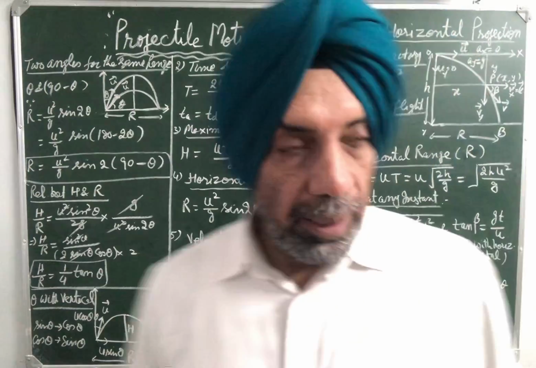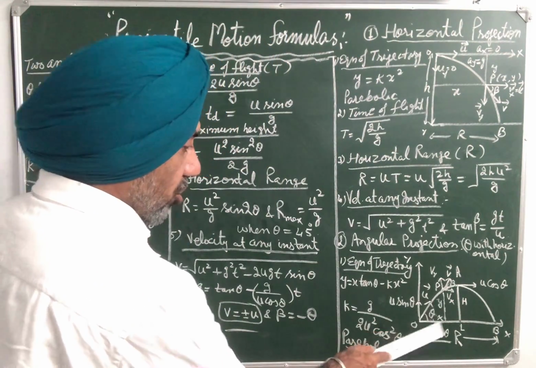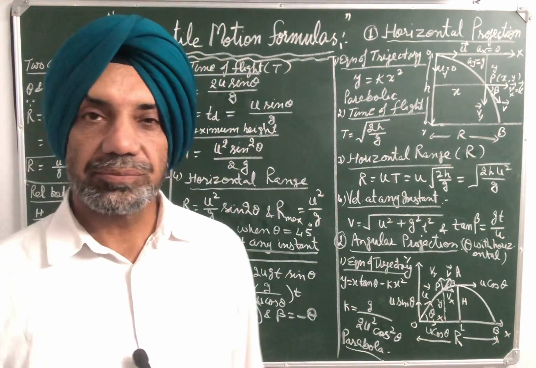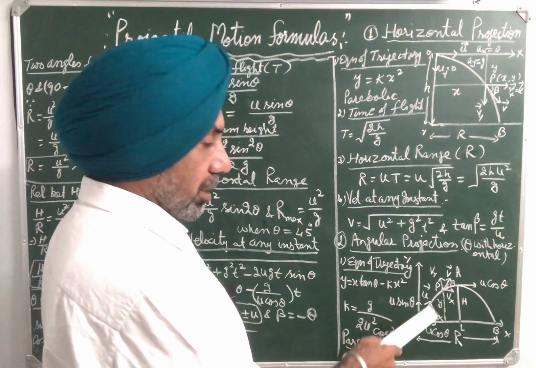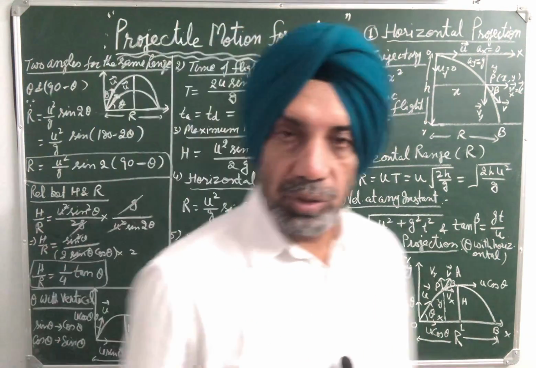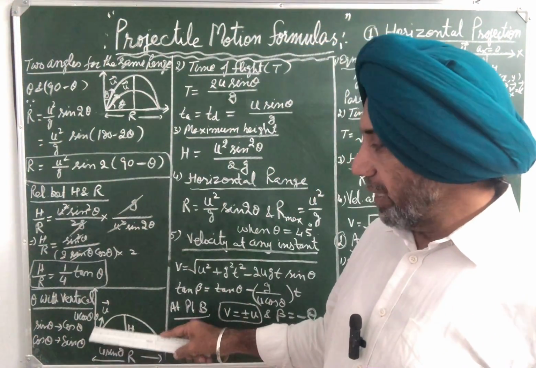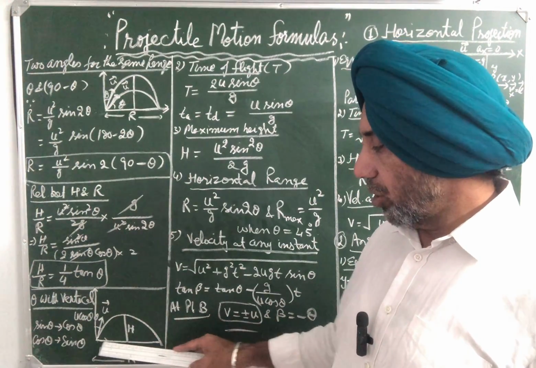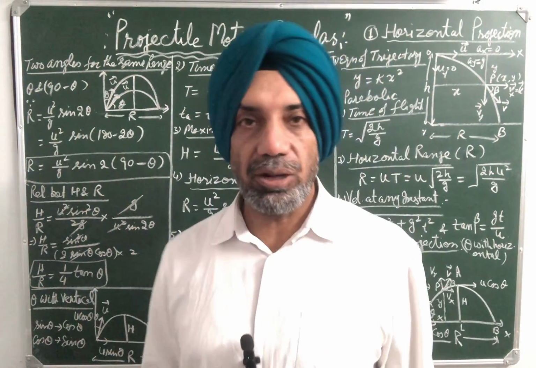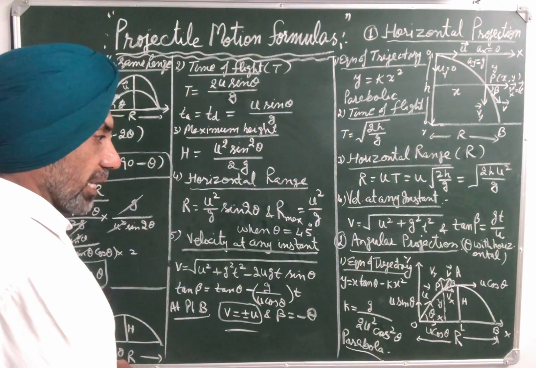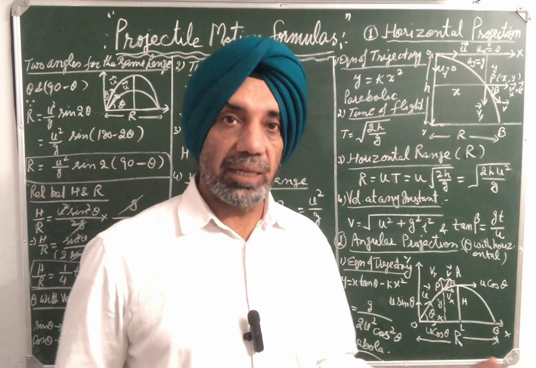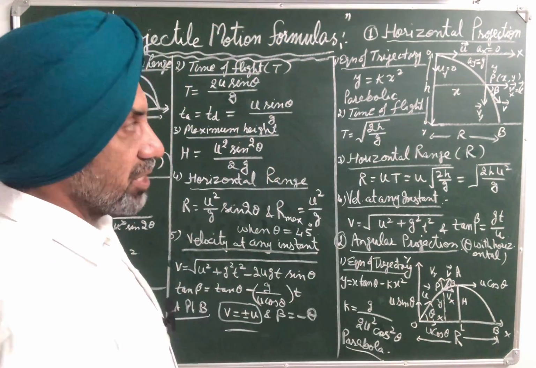Now, this was the angle with the horizontal. If a projectile is projected by making angle θ with the vertical, with velocity u, then the formulas will change. So the component of u along the y-axis will be u cos θ and along the x-axis will be u sin θ. So we have to interchange sin θ and cos θ. So when a particle is projected at an angle θ with the vertical, then most of the formulas will change.